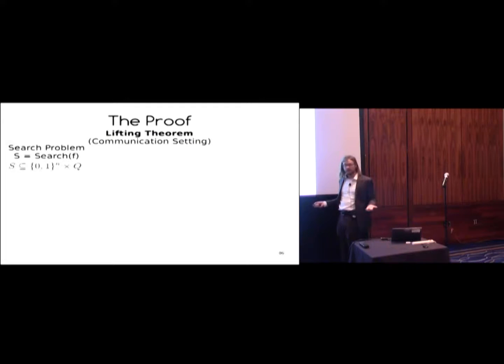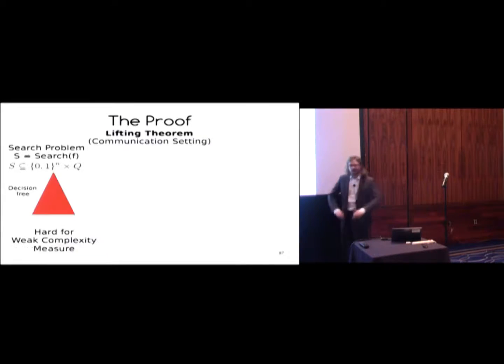Okay. So we have some search problem. So you get some Boolean string as input, and you want to output something that's related to it in our search problem. Okay. So ideally, the search problem starts off, and it's hard for some weak complexity measure. Okay. And what we would like to do is convert it into a function that's hard for communication complexity. So what's the natural way to do that?